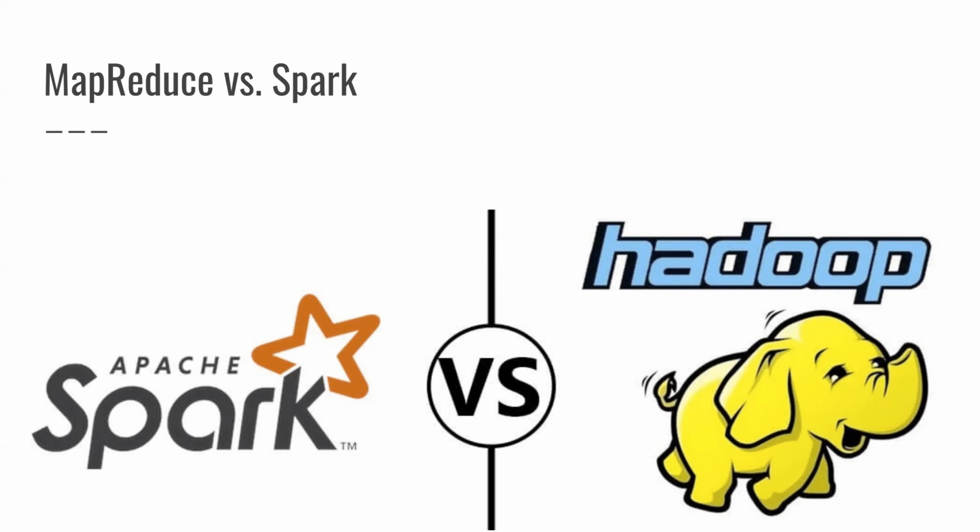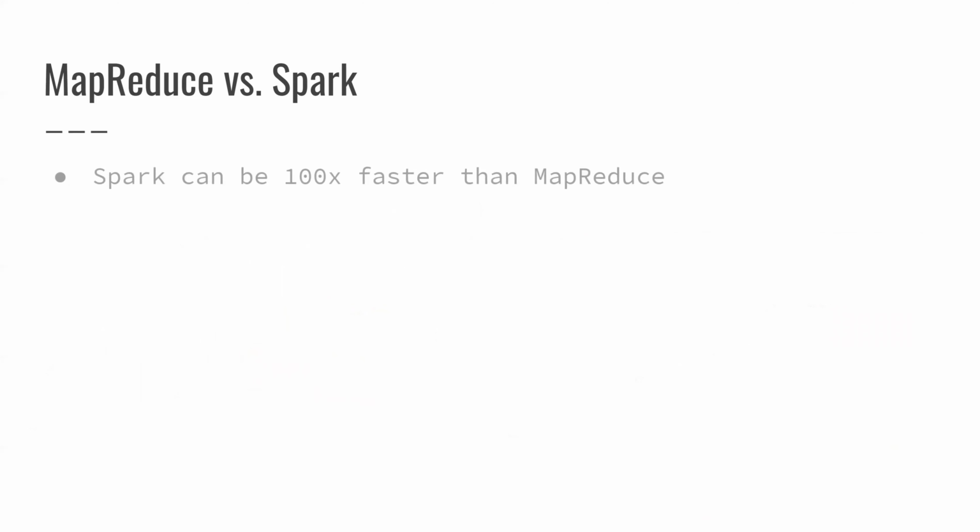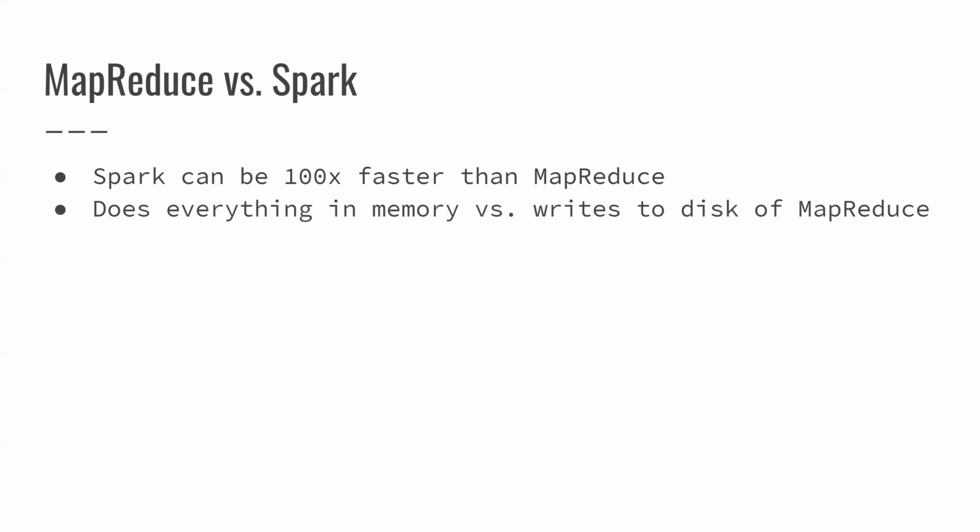And so what I want to talk about now is that we're actually not going to use Hadoop MapReduce. We're going to use Apache Spark. I want to do a little compare and contrast of what these two are and why we're going to be focusing on Spark. MapReduce came out first, right? But Spark can be 100 times faster than MapReduce. This is for a very simple reason: essentially it's doing everything in memory, right?